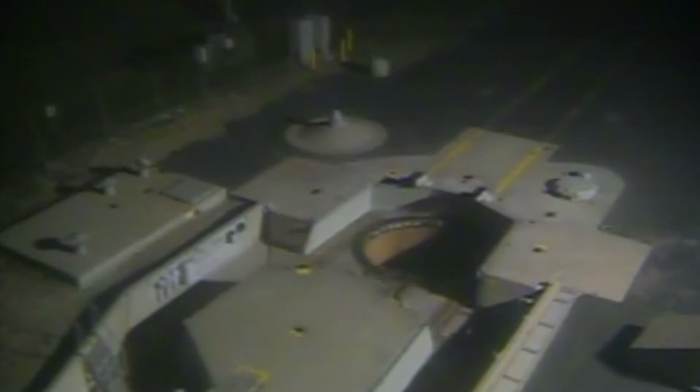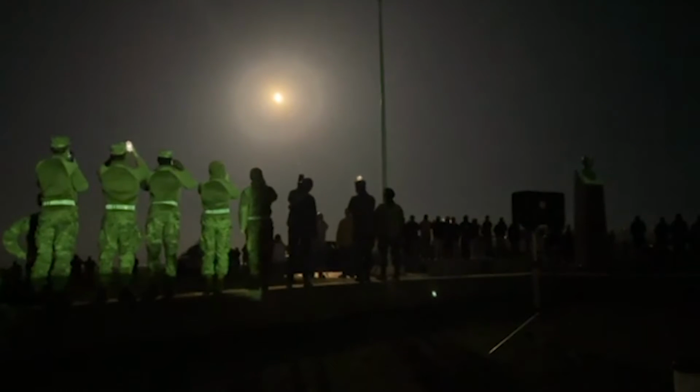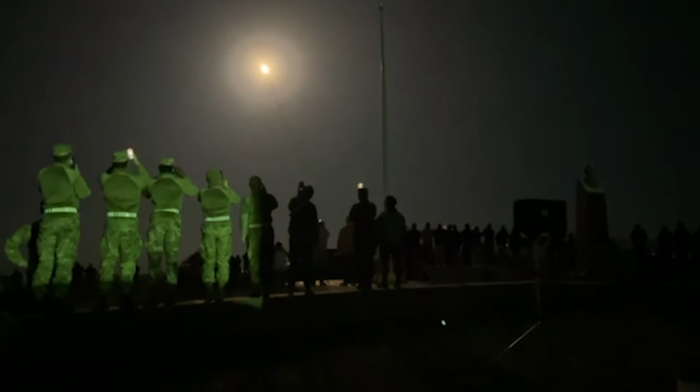Air Force Global Strike Command airmen conducted an operational test launch of an unarmed Minuteman III ballistic missile on February 23rd. This test launch used a randomly selected intercontinental ballistic missile from Malmstrom Air Force Base, Montana. The missile was transported more than 1,300 miles and reassembled at Vandenberg Air Force Base, California.